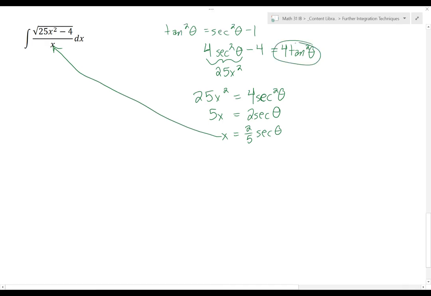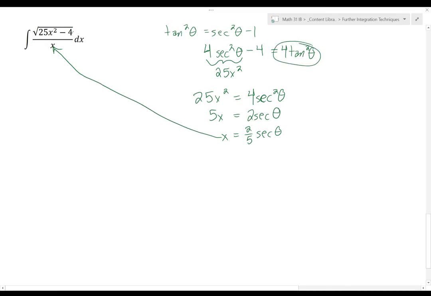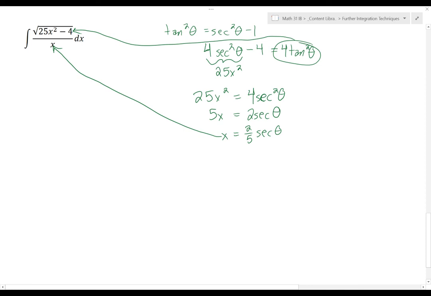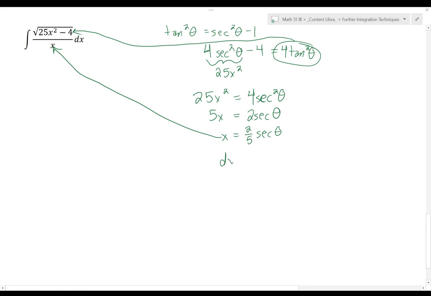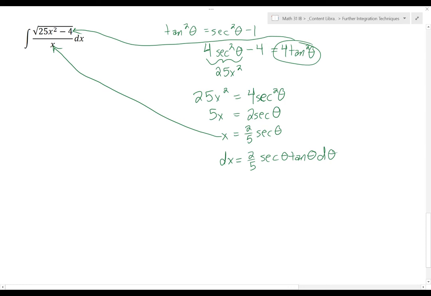So this 4 tan squared theta, I'm going to be able to put inside the square root here, and 2/5 secant theta, I'm going to be able to put in the denominator. And then dx is equal to 2/5. Derivative of secant theta is secant theta tan theta d theta. So that is being replaced with the dx.